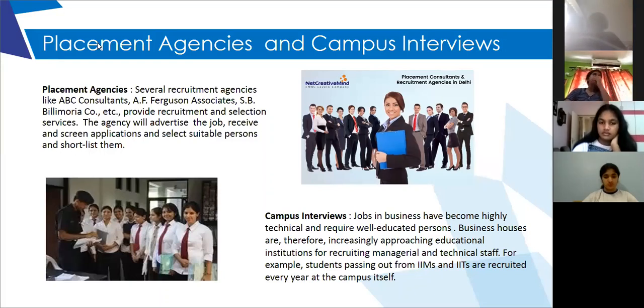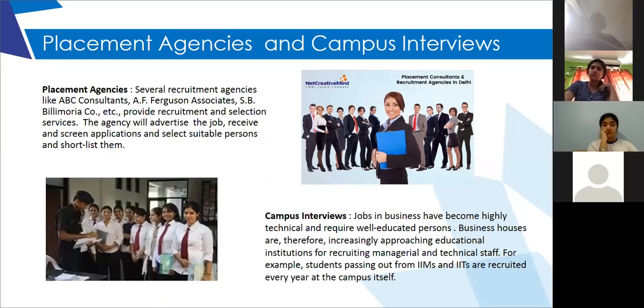So these agencies are like private agencies. You are going to maybe pay some money and register yourself with them. You will say that I want this kind of a job and this is what I'm looking for. So the agency will now advertise the job. It will receive the applicants, screen them and select them. That is the function of the placement agency.